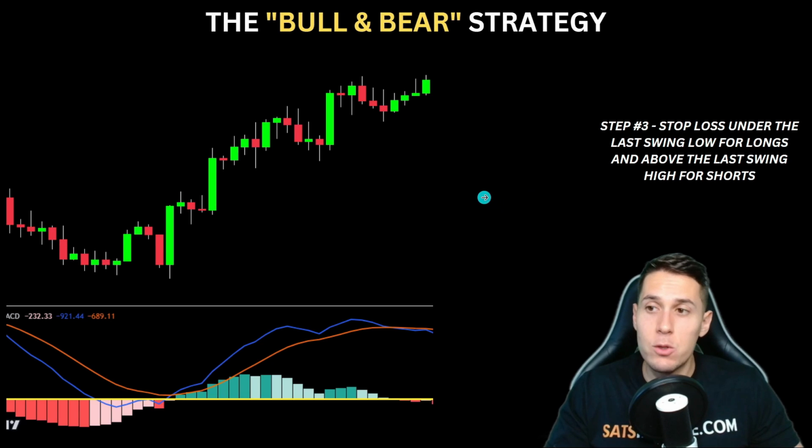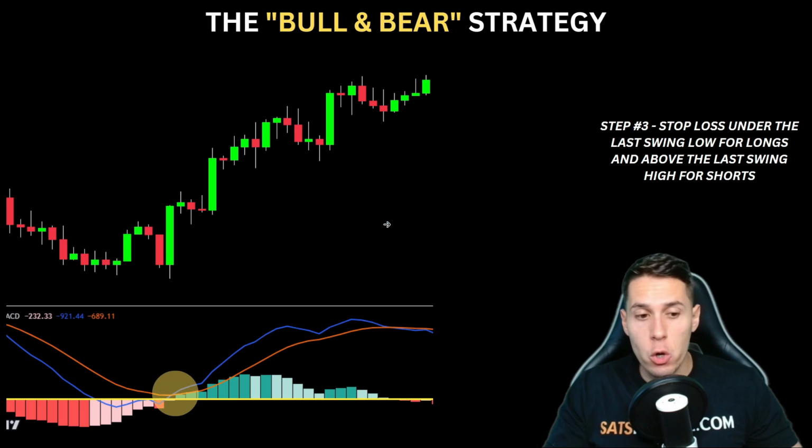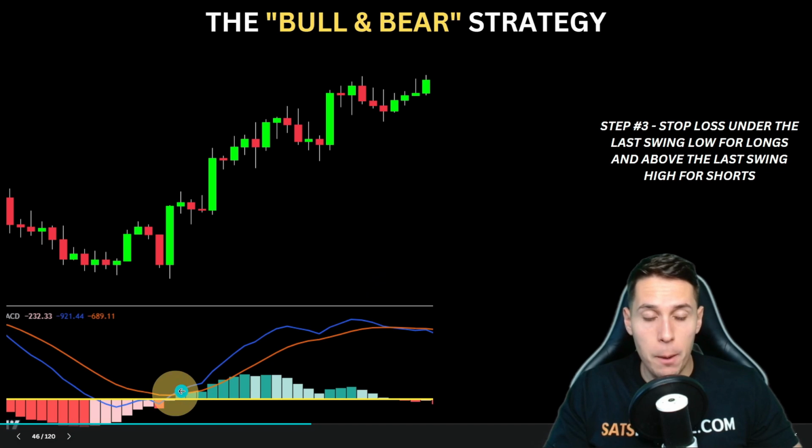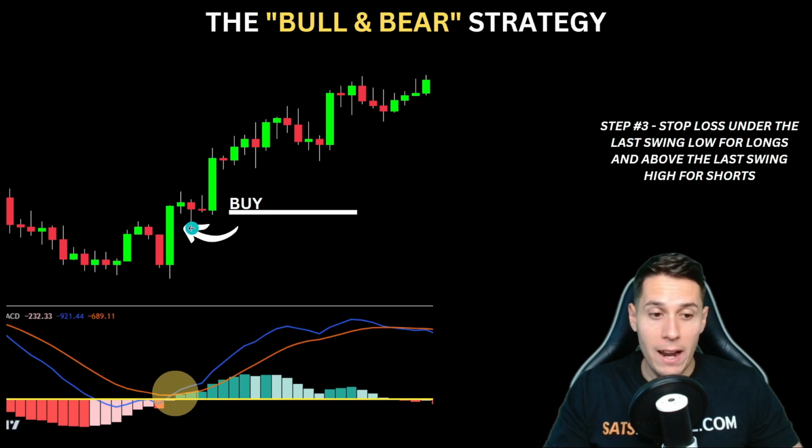Step number 3 is to place your stop loss under the last swing low for long trades and above the last swing high for short trades, and I'm gonna show you now what I mean by that. So we have here a bull cross in the bull control zone. So do we take this trade? Absolutely. Right after we get the cross, we buy, and now the question is, where are we gonna place the stop loss? Well, we place the stop loss below the last swing low, which in this case is right here.